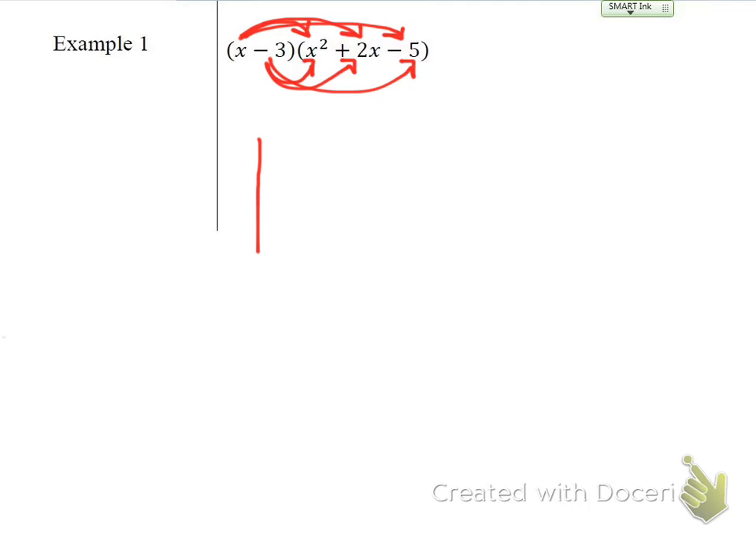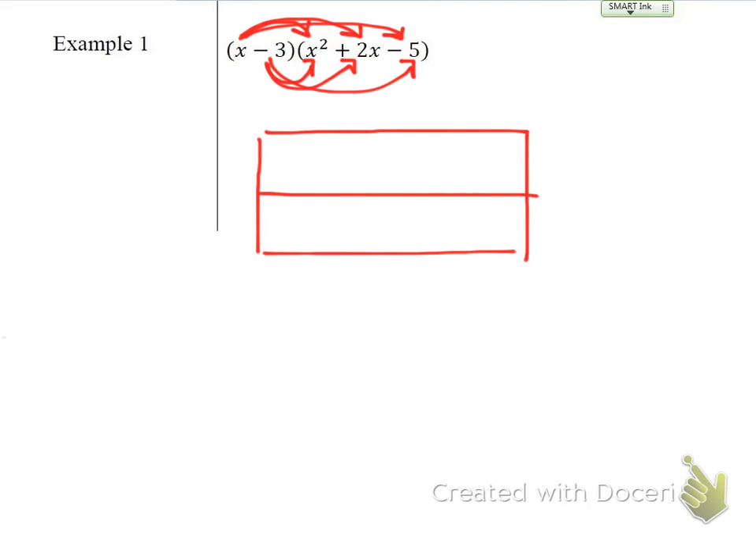So remember to do your box. For this one, we would need a 2 by 3. So let's do 1, 2, 3. Down the side, I'm going to put my x minus 3. And across the top, I have my x squared plus 2x minus 5. So you can use FOIL if you're more comfortable with that. Because I did FOIL on the last problem, I'm using the box on this one just so you can see both ways. Okay, and then remember to finish this, you multiply every single box times each one.